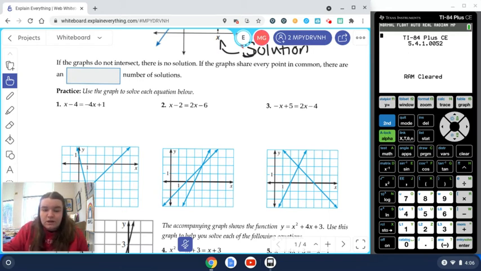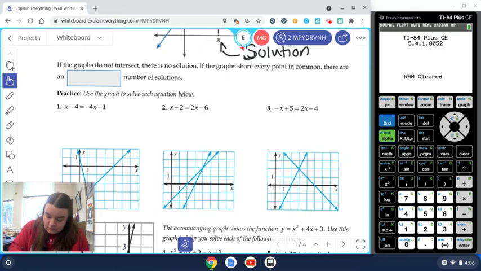If the graphs share every point in common, so two of the exact same lines, two of the exact same equations, there are an infinite number of solutions. So the most simple example would be x equals x. No matter what number you put into that, because they're the same line, they're the same equation, that would be true. So there's an infinite number of possible solutions.